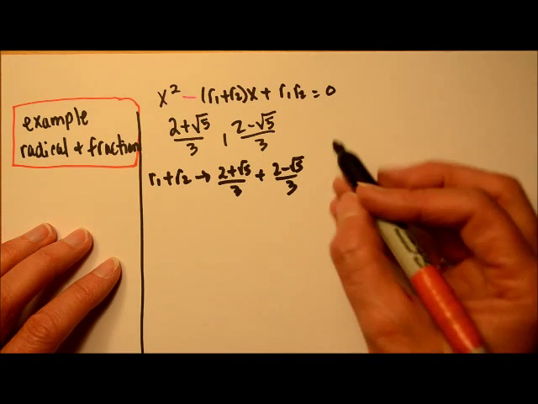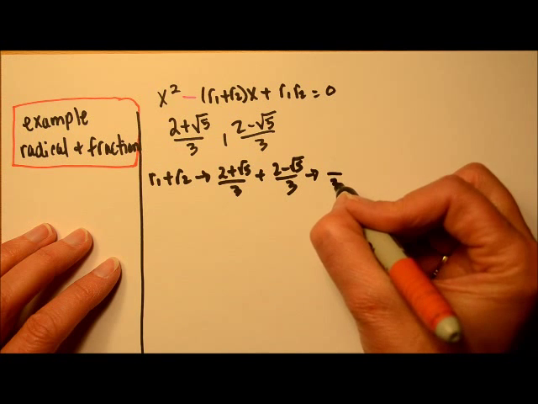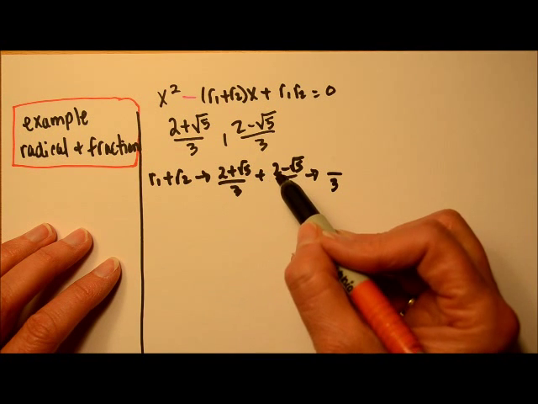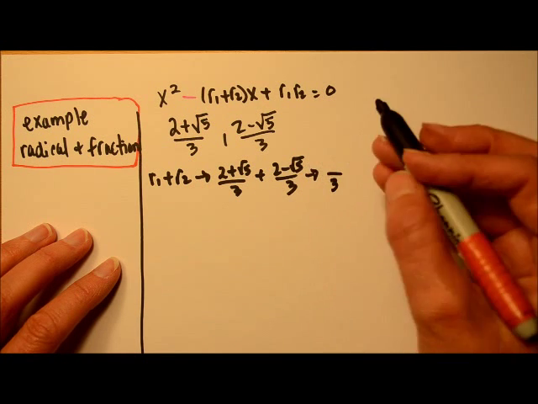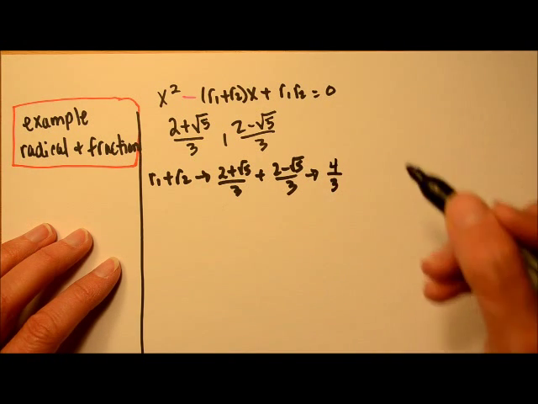I have the common denominator, so I know in the end it's going to be over 3. And I have 2 plus 2 is 4. These square roots, I have a positive square root 5 and a negative square root 5, they cancel out, so I end up with 4/3.